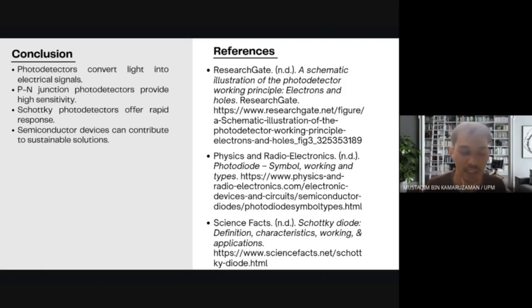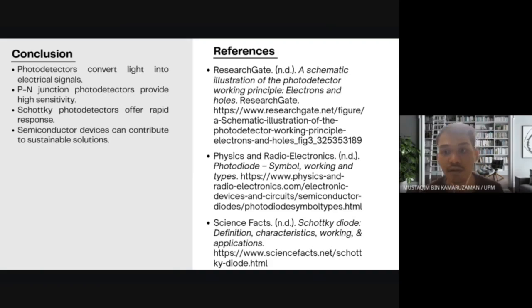Here is the conclusion. Photodetectors convert light into electrical signals, PN junction photodetectors provide high sensitivity, and the Schottky photodetector offers rapid response. Semiconductor devices can contribute to sustainable solutions. I hope in the future we can use semiconductor devices to contribute to sustainable solutions because it is actually safe for us without any negative impact. So it is actually safe for us to use.